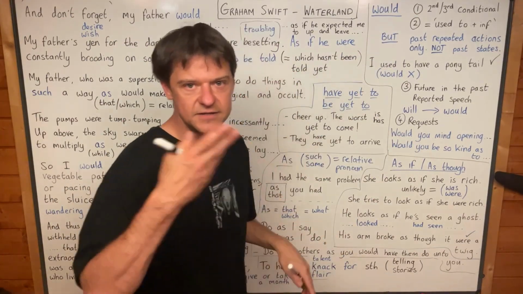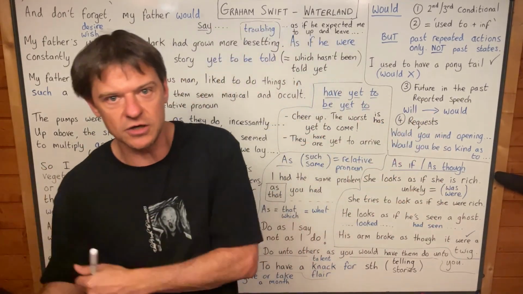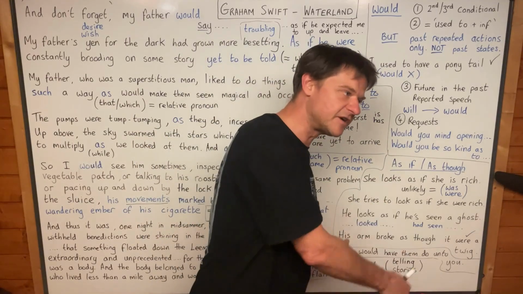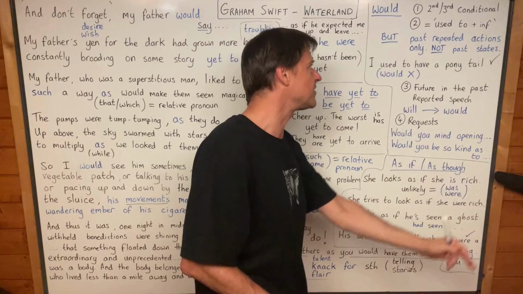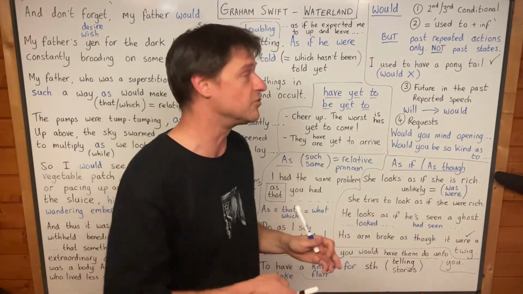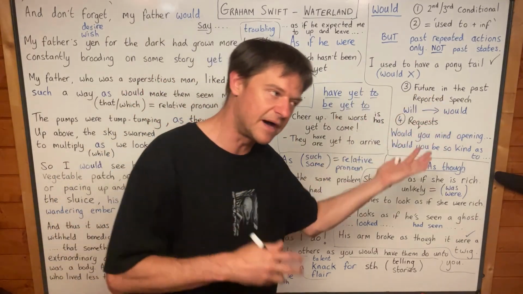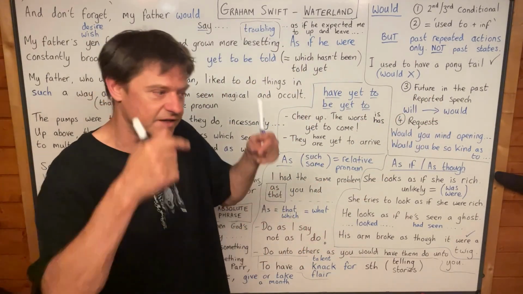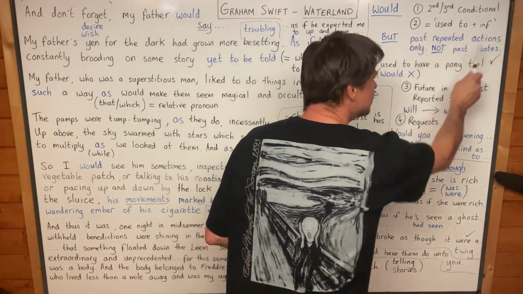Number 1, second and third conditional. If I were rich, I would buy a yacht. If I had gone to university, I would have got the job. There's my second and third conditional example. And of course, mixed conditionals as well, because they are mixed second and third. So if I hadn't stolen the money, I wouldn't be in prison now. That's a mixed conditional.